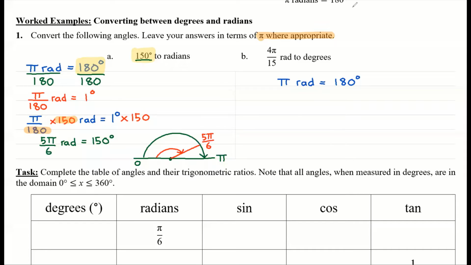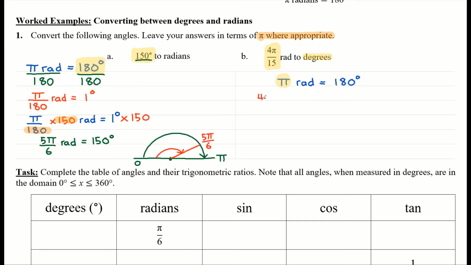All right, so for part B, I've written out the definition again. Pi radians is equal to 180 degrees. And this time, we're going to find out what 4 pi over 15 radians is equal to in degrees. Now, notice I've got pi radians already, so it will just be a case of scaling. Let's do this. So the first thing we can do is multiply both sides by 4.